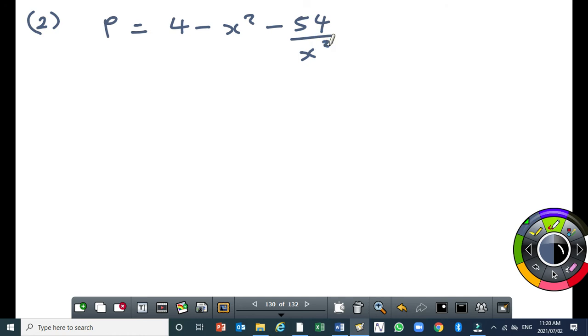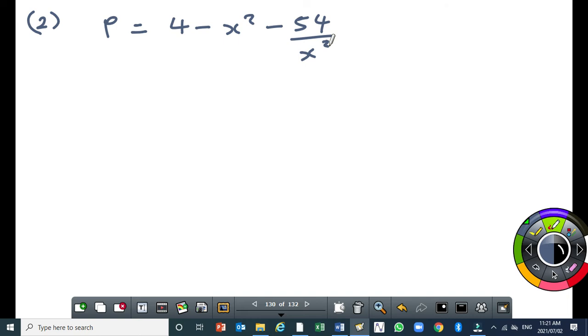Now, to get the maximum value of p, you must get the x value first. So I managed to get that x value. The x value that I got is the x value for the maximum point. At that maximum point, I'll get the maximum value of p. Remember, for me to get the x value, I had to find the first derivative, then equate it to 0. By finding the first derivative, equating it to 0 and solving for x, I was actually finding the value of x at the maximum point.